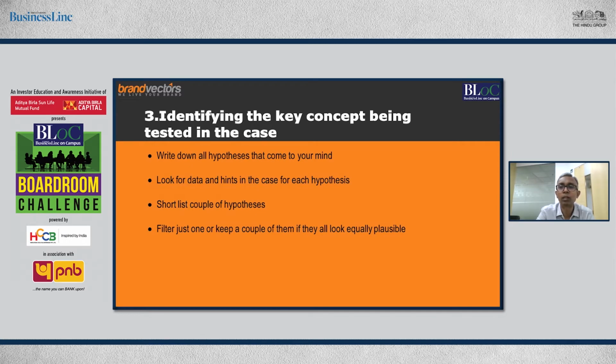The third point is about identifying the key concept being tested in the case, which I was talking about in the beginning. That's very, very critical, because if we miss that, then we are likely to get most of our solution wrong. So what's the key? Write down possibly four or five hypotheses, like this case is trying to test A or B or C or D. So you would write all those hypotheses.